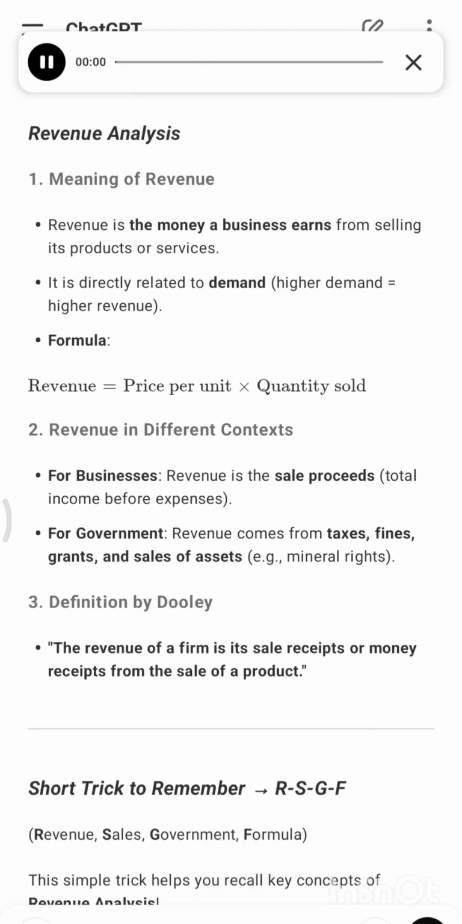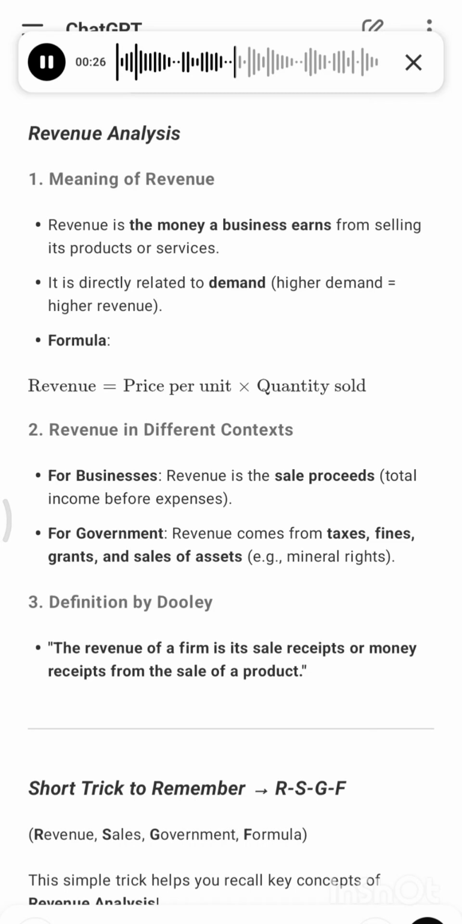Revenue analysis. 1. Meaning of revenue. Revenue is the money a business earns from selling its products or services. It is directly related to demand. Higher demand equals higher revenue. Formula: revenue equals price per unit times quantity sold. Example, if a company sells 1,000 mobile phones at 10,000 each, its revenue equals 1 crore.